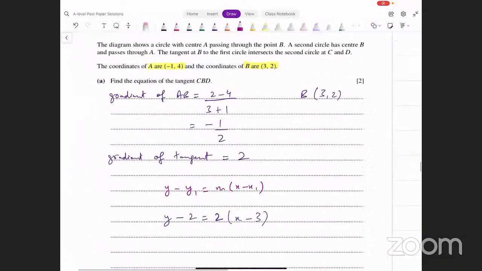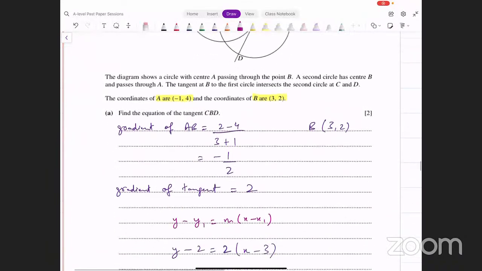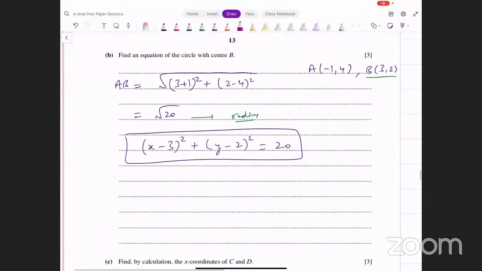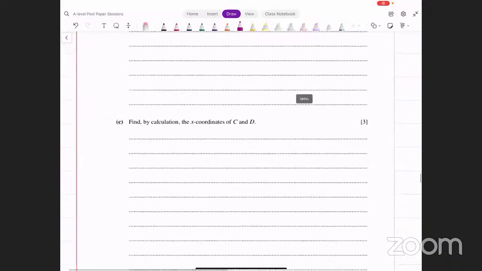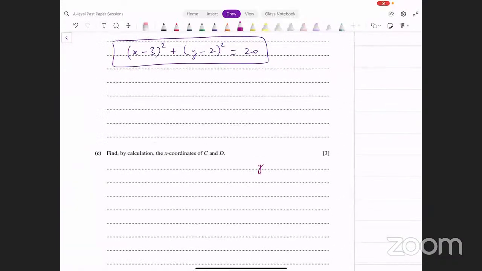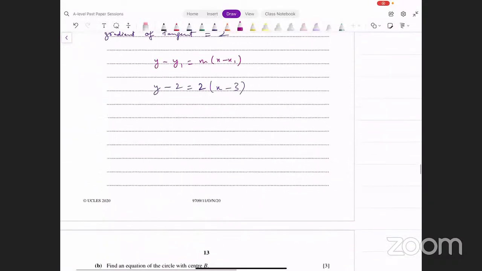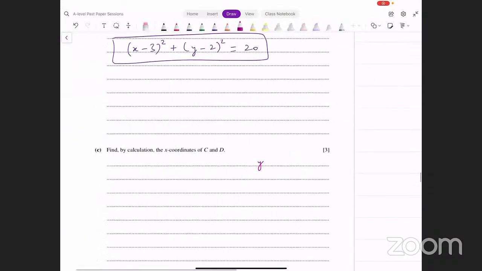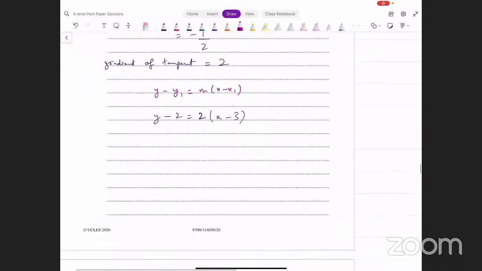उसने first part में आपसे tangent की equation निकलवाई थी. Second part में circle की equation निकाल लिया. अब उसको simply क्या करना है? Simultaneously solve कर लेना है. ये दो equations हैं हमारे पास. दोनों equation में यहाँ पे लिख देता हूँ. Equation of tangent. Y minus 2 equals 2 into x minus 3. That was the equation of the tangent.